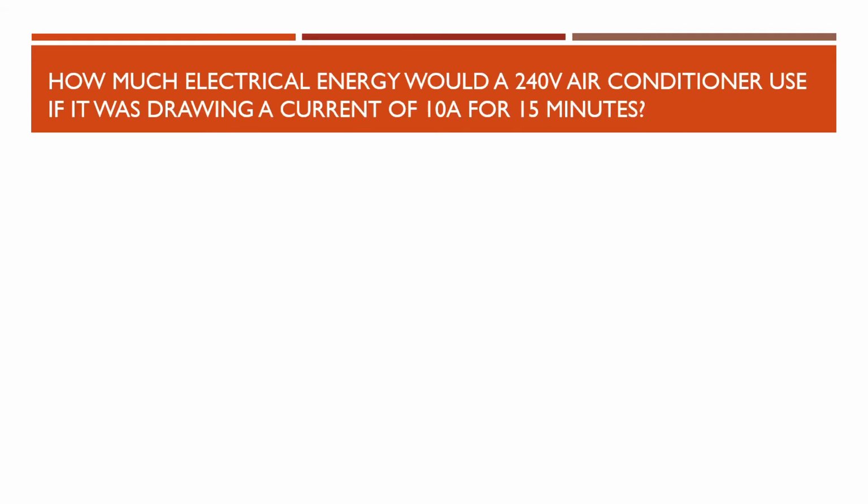Alright, what about this one? How much electrical energy would a 240 volts... So that's a fact. V equals 240. Current is 10 amps. And time is 15 minutes, but we have to make sure you convert that to seconds. So 15 times 60, so I get 900 seconds.